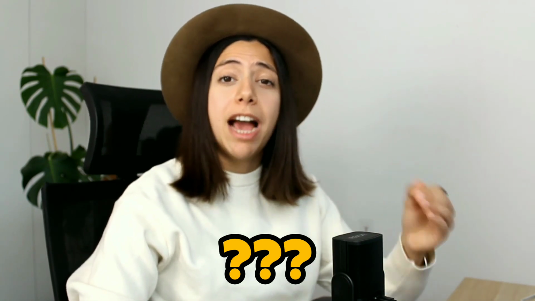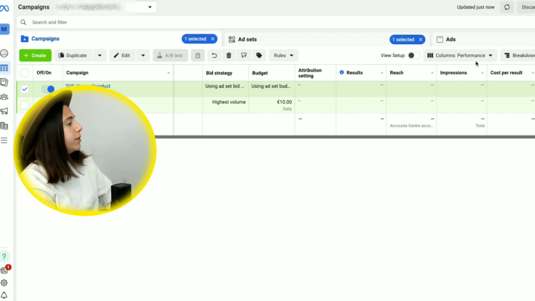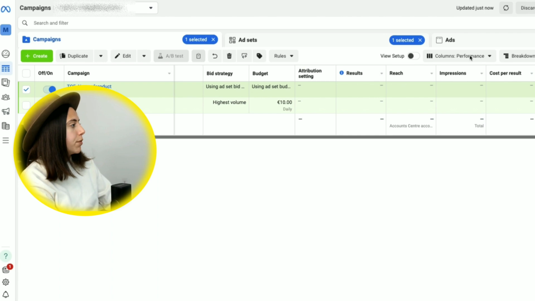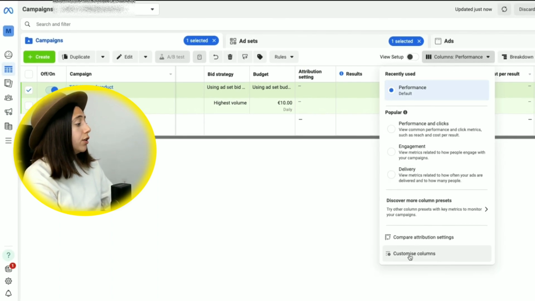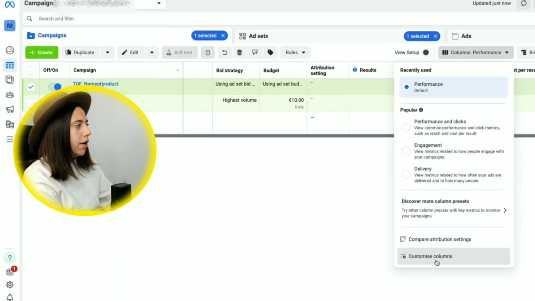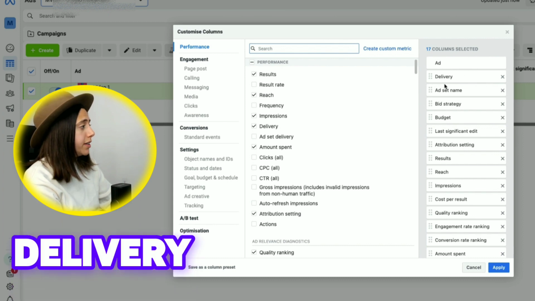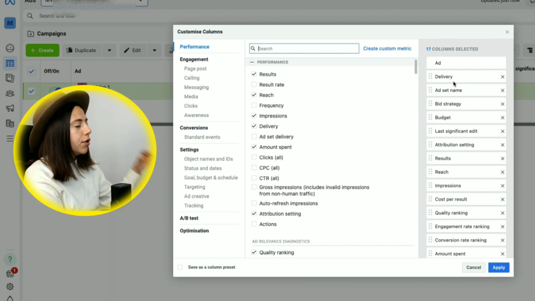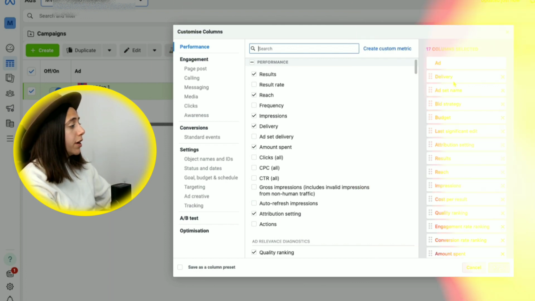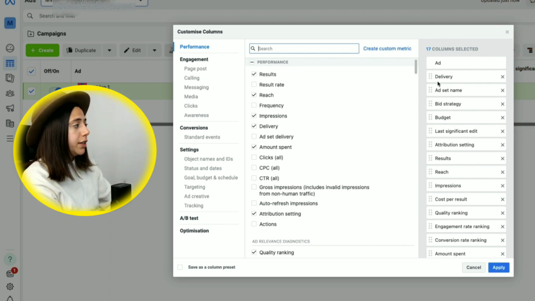Now for the most important question, what are the metrics we actually look at? First and foremost, let's go ahead and fix this up. We're gonna click on columns and click on customize columns. Alright, so you can see over here, number one is delivery. This is important to keep because it will tell us if our ad is published, if it's in draft, if it's active, if it's in learning mode, and so on.